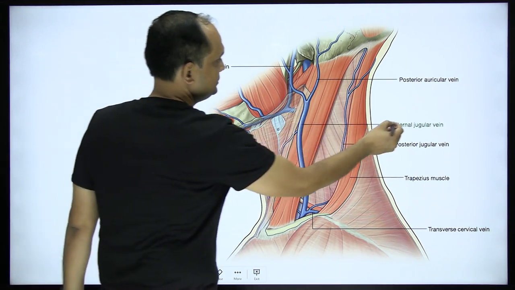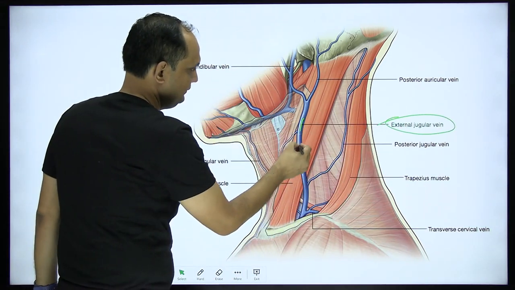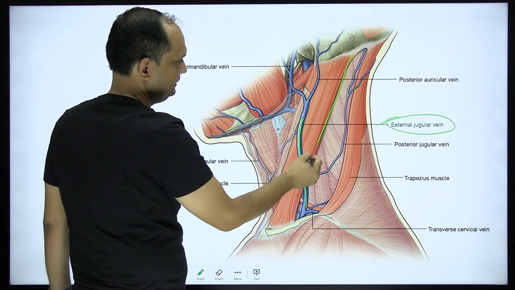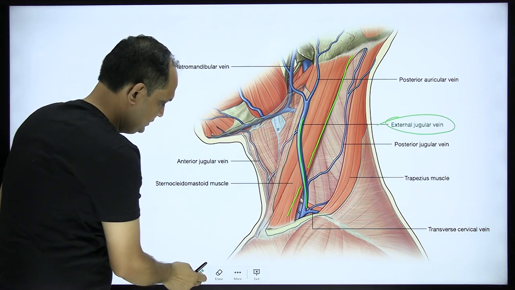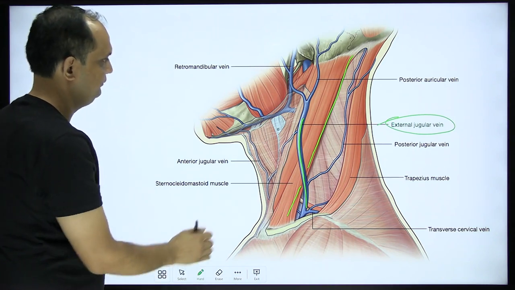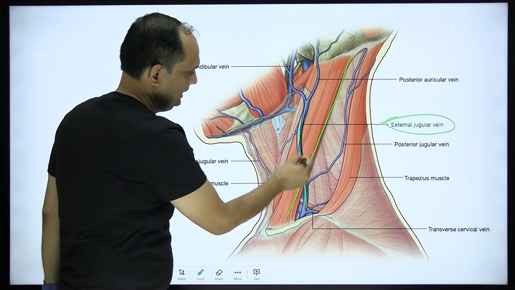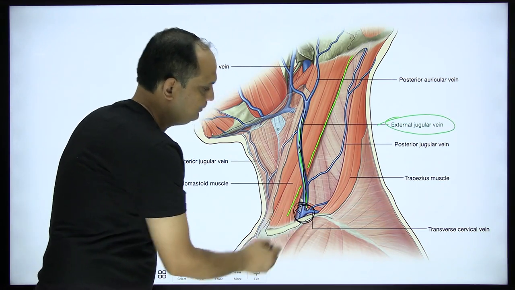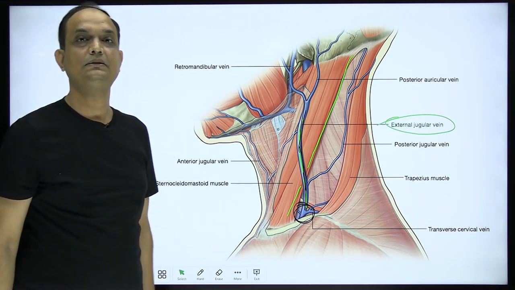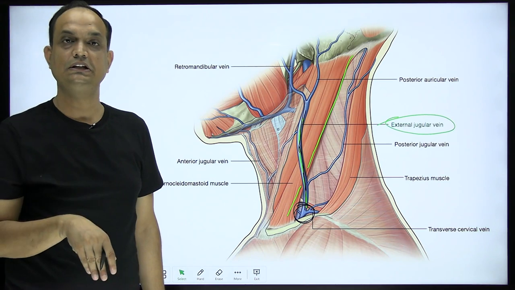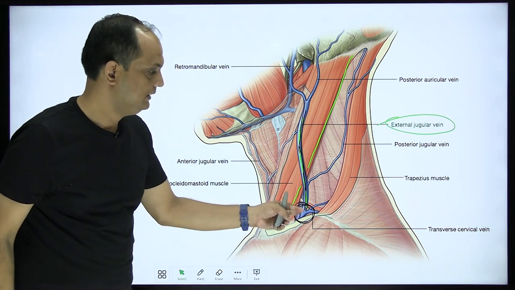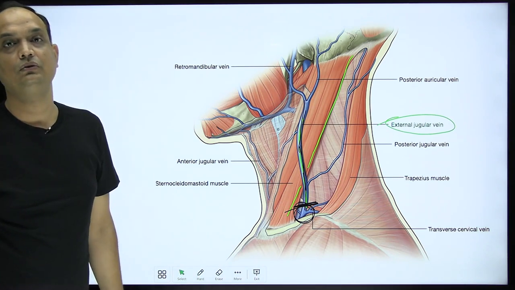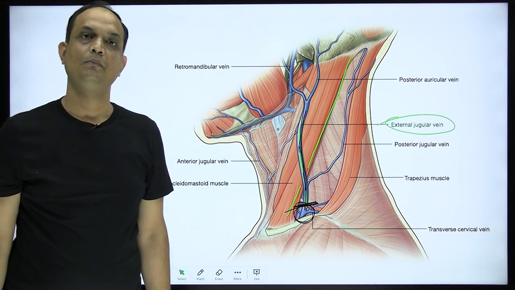Now, in this diagram, you can appreciate. Now, this is your external jugular vein. This external jugular vein, you can see that it is going downward. Now, what is this muscle? This muscle is your sternocleidomastoid. So, this vein is crossing the muscle and ultimately in the lower part of posterior triangle, it will pierce the investing layer and go deep. यहां पे अगर ये vein कट हो जाती है, then it will become the cause of your air embolism.